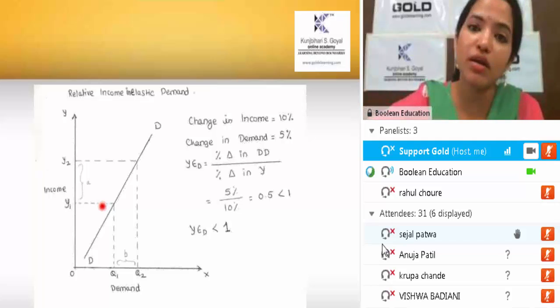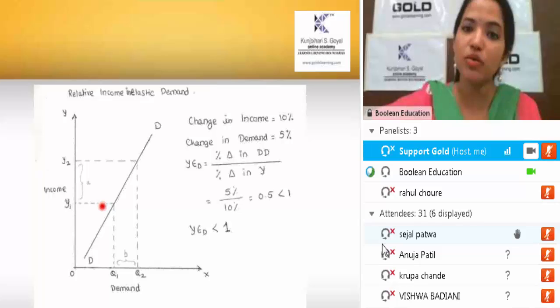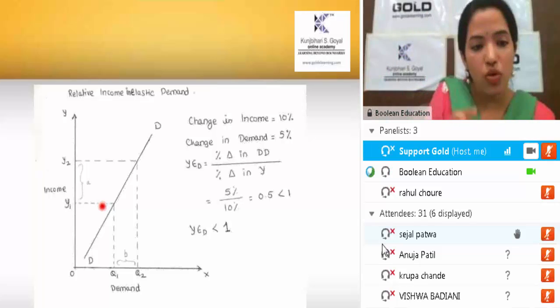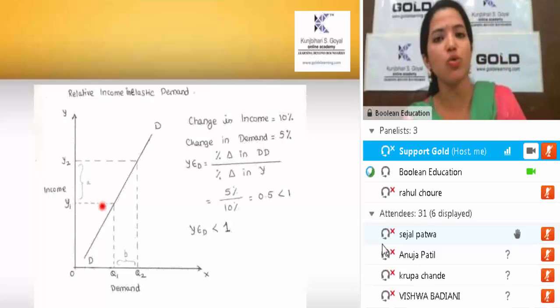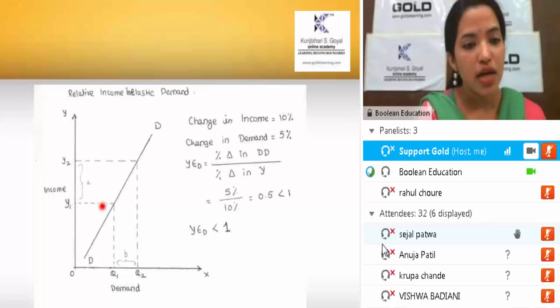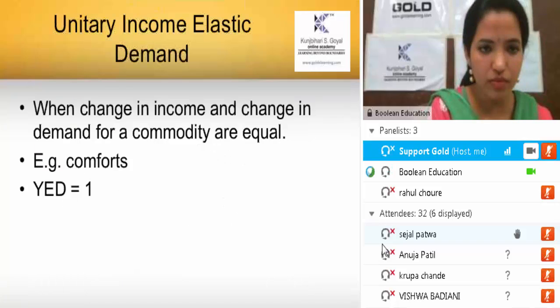Maybe you will include a better quality of food, or maybe you will include versatile food, but you will not start eating 8 times a day or 12 times a day, right? So hence the proportion is different. आपका इनकम जिस proportion से बढ़ेगा, उस proportion से आपका डिमांड नहीं बढ़ेगा, उससे कम आपका डिमांड बढ़ेगा. That is relatively income inelastic demand.